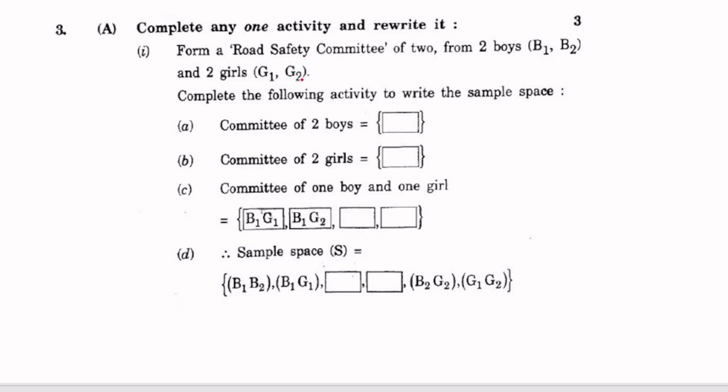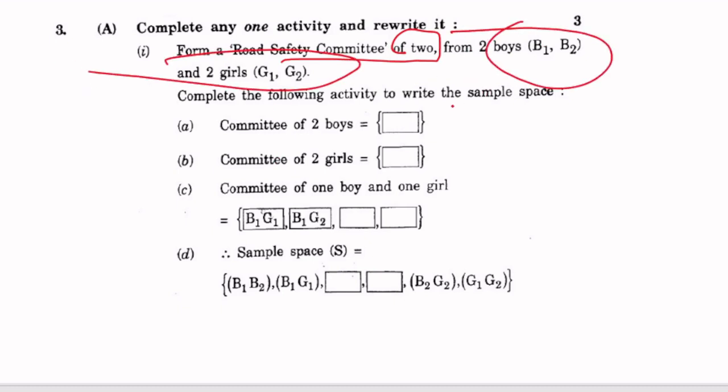Question says that form a road safety committee of two. So, road safety committee of two. From where you have to form? You have to form from two boys and two girls. Complete the activity. Fill in the spaces.